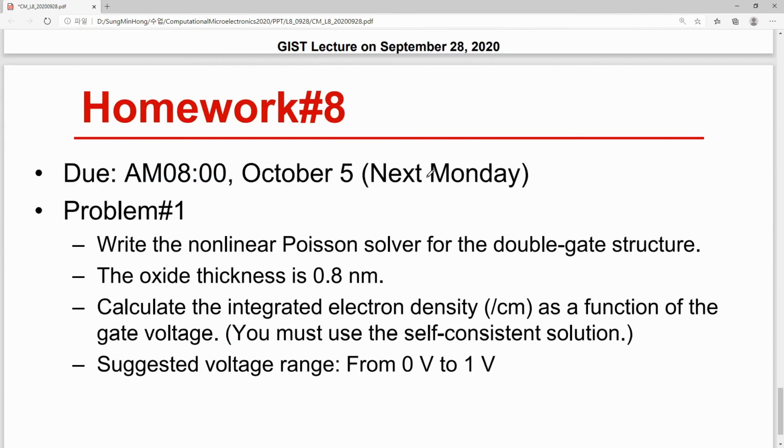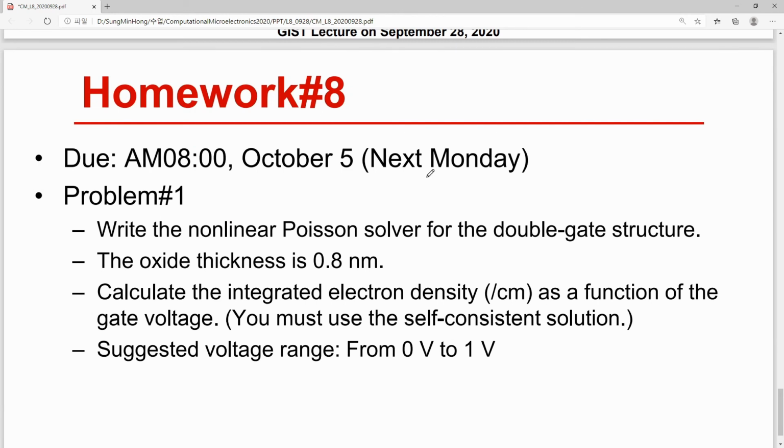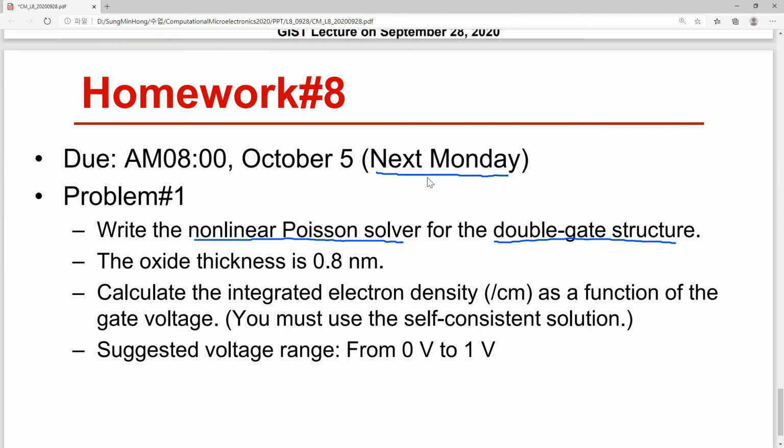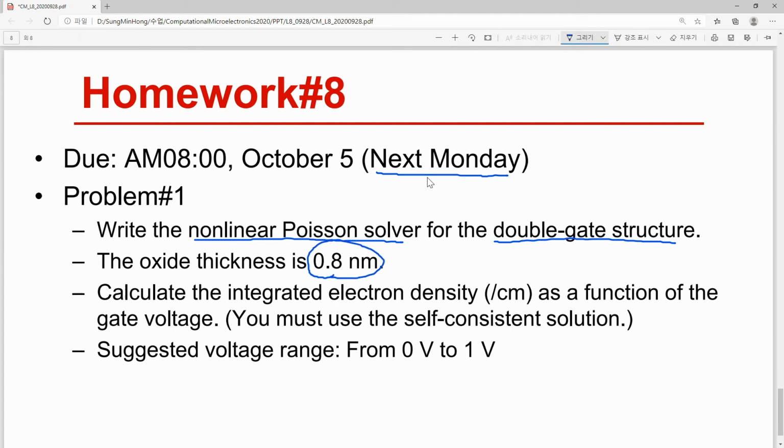So now you have homework. Since we have Korean Thanksgiving Day this week, your homework due is now postponed to next Monday morning. So please enjoy your holidays. And the goal is just to write a nonlinear Poisson solver for the double gate structure. Compared with our example shown in this slide, the only difference is the oxide thickness. Please use a more realistic 0.8 nanometer for your calculation.